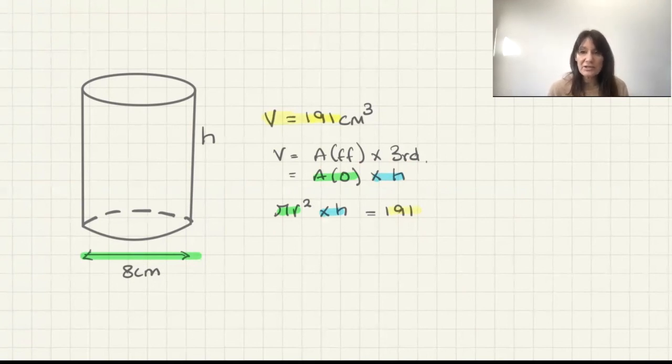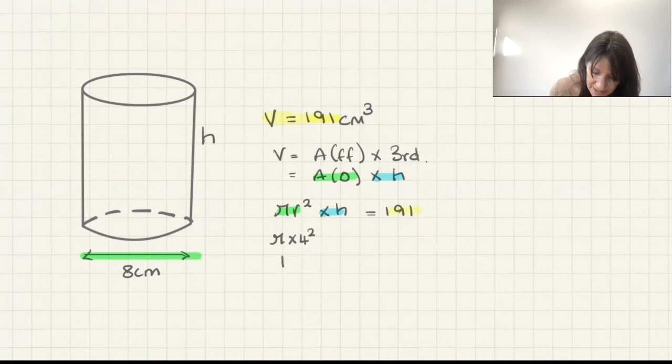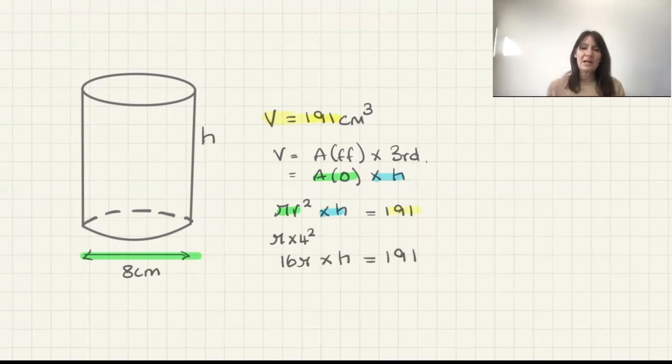Now, all I can do is just put in the bits I know. I've put the 191 in because I know that. I also know the radius, so I can put in that. So I've got pi times 4 squared. 4 squared is 16. So I've got 16 pi times by h equaling 191. Now I'm down to an equation where if I want to know what the letter is, I've got to get it on its own.